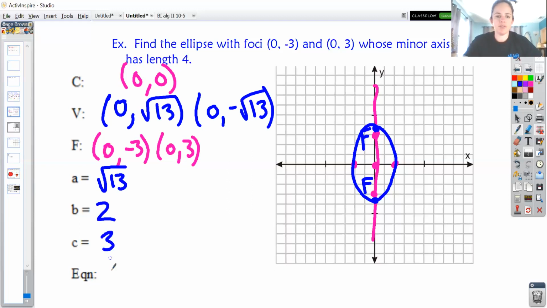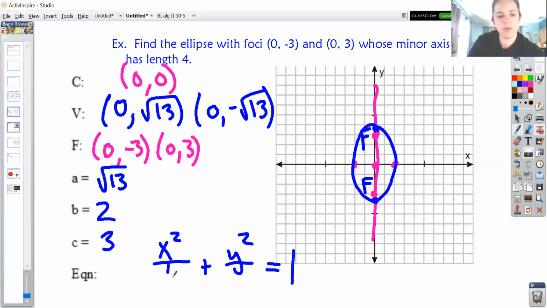So now I have all of those, and now I just need the equation. So it's centered at (0, 0). So this would be x squared and y squared. And the x distance that I'm traveling is 2, so I'll put 4 on the bottom there. And the y distance that I have to travel to get to the vertices is root 13. So 13 is what would go on the bottom there, and that would be the equation that would match that ellipse.